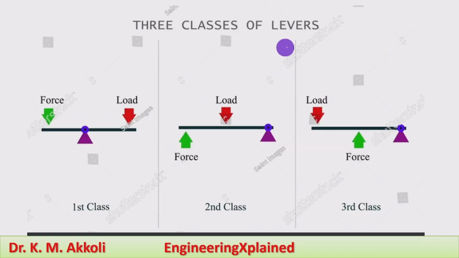Further moving, we can compare the three classes of the lever systems. In the first class lever system, the hinge point is at the center, the force is at one end, and at the other end there is a load. In the second class lever system, the load will be at the center, at one end there is a force, and the other end will be the hinge point. The third class lever system: the hinge point is at one end, at the other end there is a load, and at the center there is a force to lift the load. This way we can compare the three classes of the lever systems.